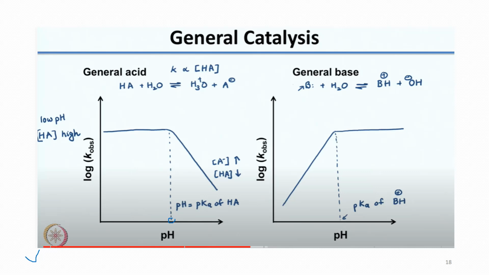Similarly, in case of a basic catalysis reaction, with enhancement of the pH, the dissociation of the base will increase. So that's why the rate will be dependent on pH in the base catalyzed reaction. Now, after the pK value, the base will be all protonated by the water, and after that it will be independent of the base concentration, because all the base will be protonated by the water.